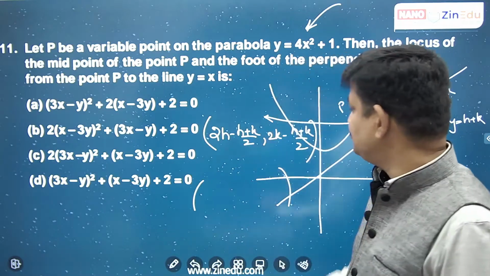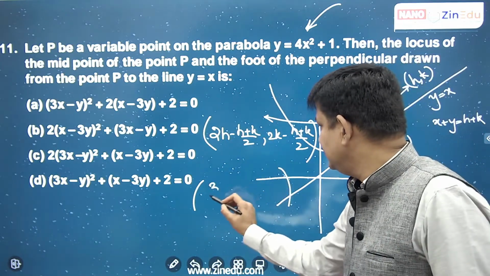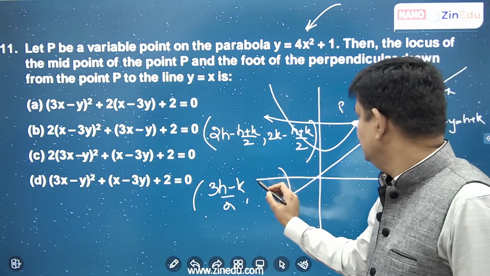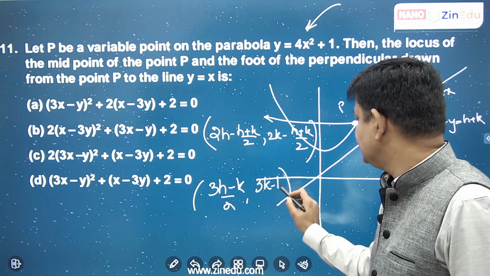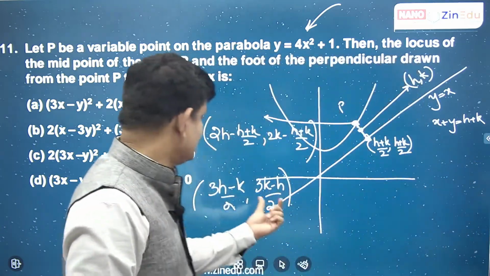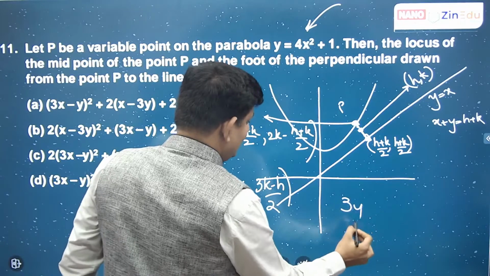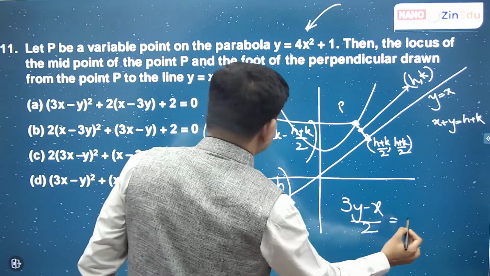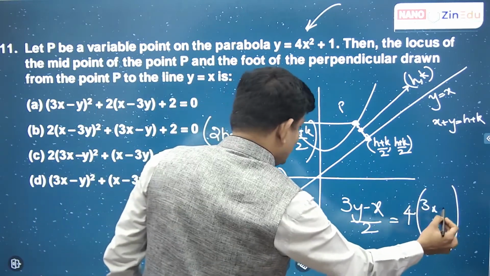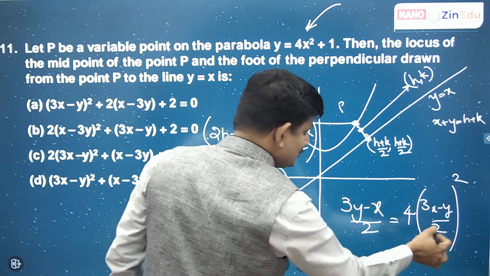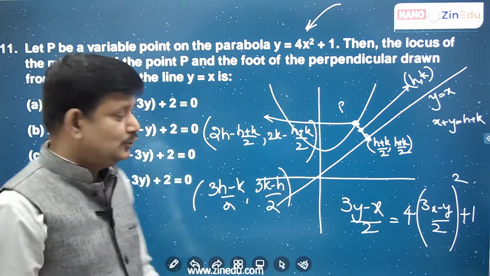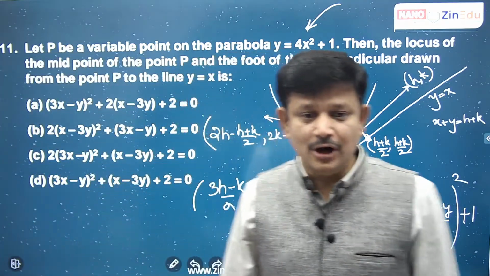So what is this point? 4h minus h, (3h minus k)/2, comma, what is this point? (3k minus h)/2. So what is the locus? y is equal to, in place of y you will substitute this quantity, (3y minus x)/2 is equal to 4 into ((3x minus y)/2) whole square. So 2, 4 gets cancelled, plus 1. You already have the locus, just identify the option and tick it.